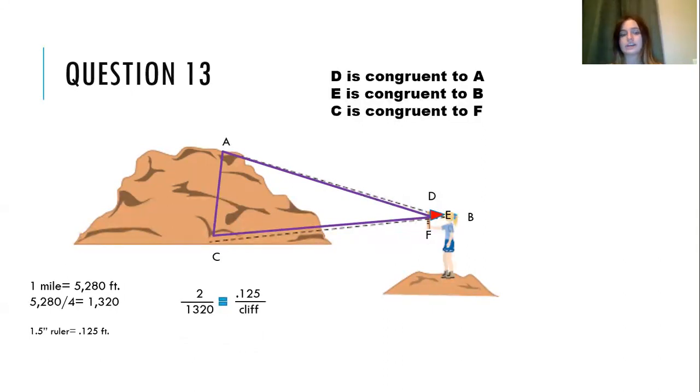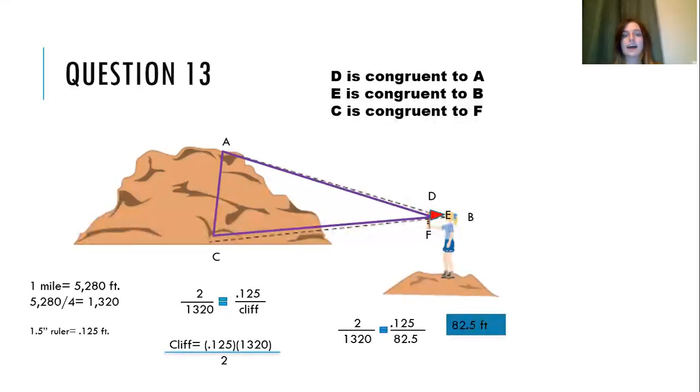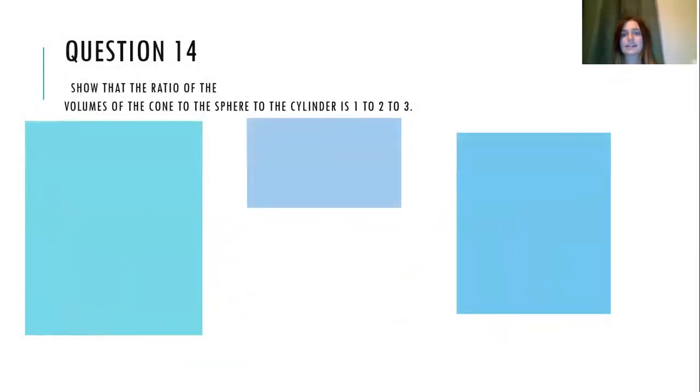So we have 2 feet over 1,320 feet, and then we have 0.125, our ruler, over cliff. And now we can cross multiply, so our cliff equals 0.125 times 1,320 over 2, which is equal to 82.5. And 82.5 is the height of our cliff. Now let's go to question 14.